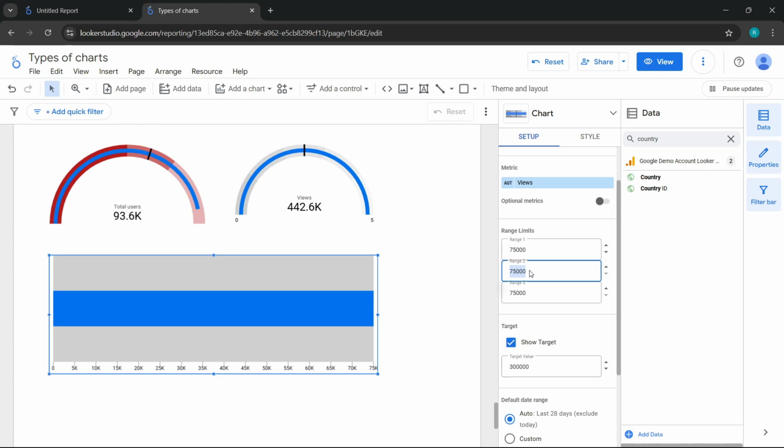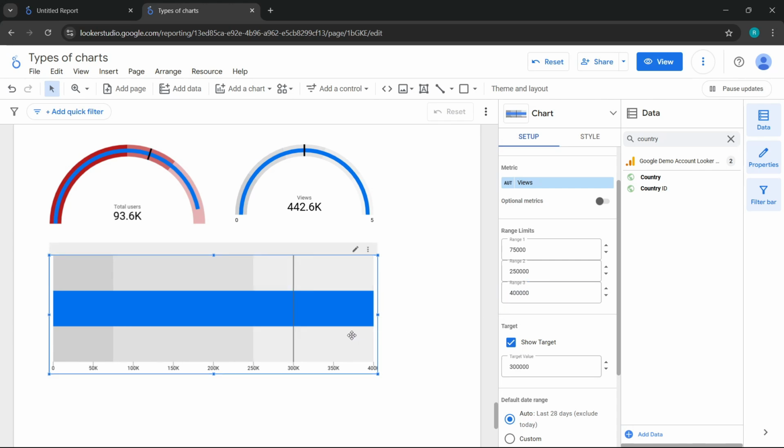Now, let's configure the second one. I want my second range to be closer to the target of 300,000. Therefore, I will set it to 250,000. And finally, I need to set the upper range where the metric exceeds the target, and passing it would be significant, or indicate that the target is being exceeded. For this case, I will set it to 400,000 views for this period.